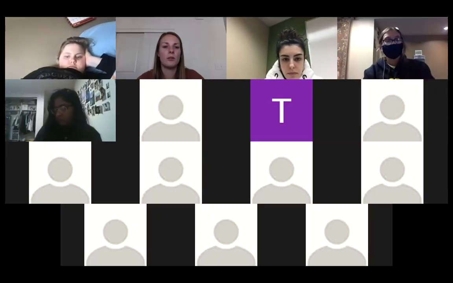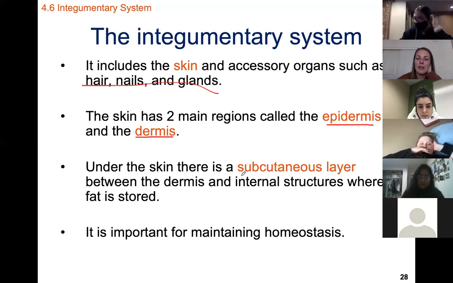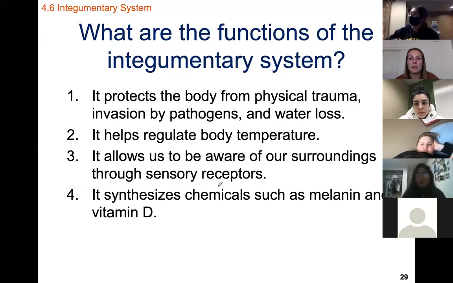All right, so those are the 4 different types of connective tissue and a little bit about each of those. The integumentary system includes the skin and the accessory organs such as your hair, nails, and glands. The 2 main regions are your epidermis and your dermis. Under the skin, there's a subcutaneous layer between the dermis and the internal structures where fat is stored. We'll show a picture of that coming up here. And it's important for maintaining homeostasis.